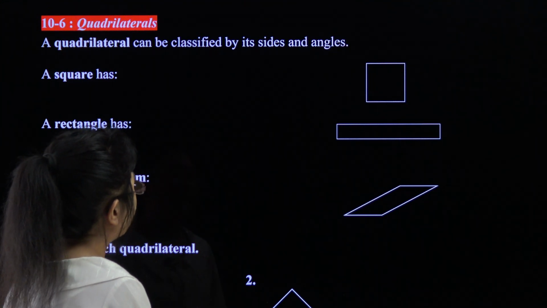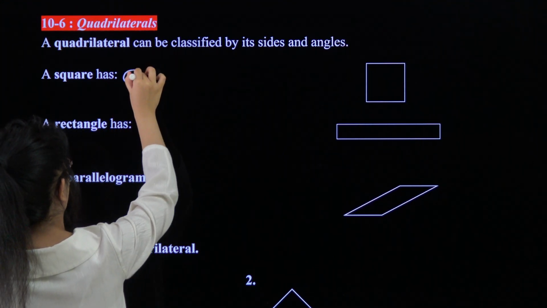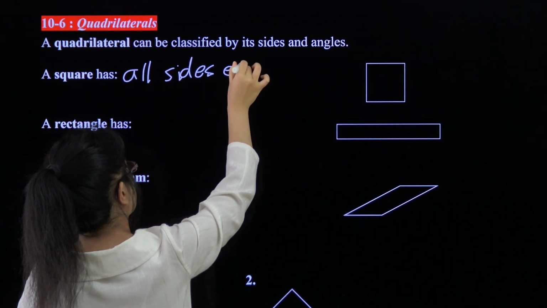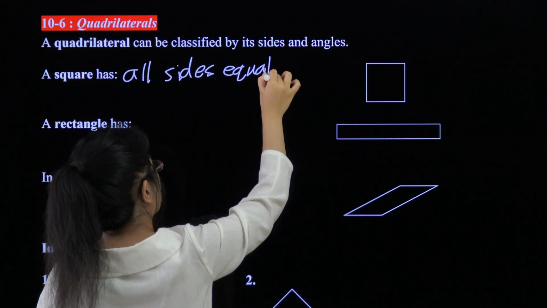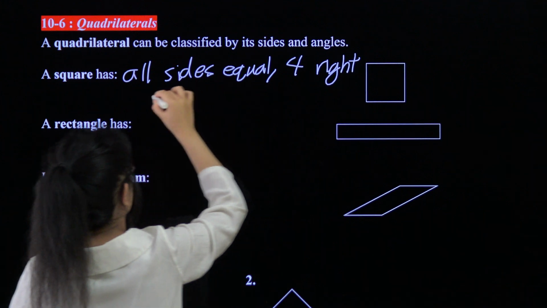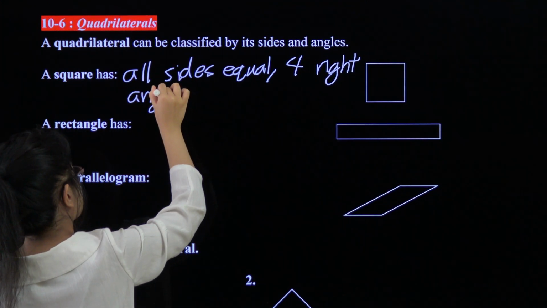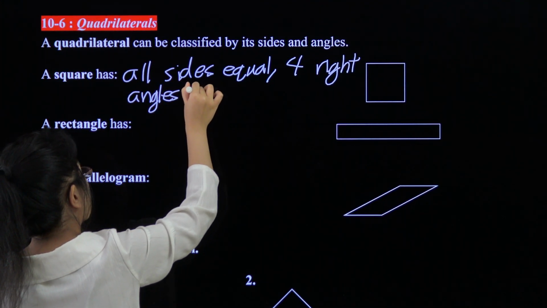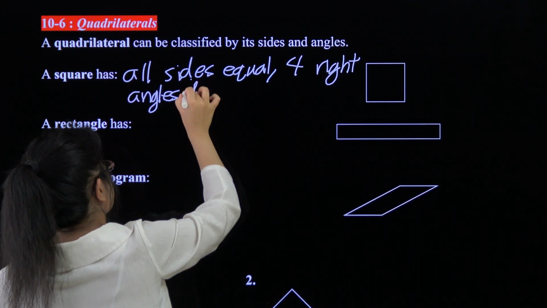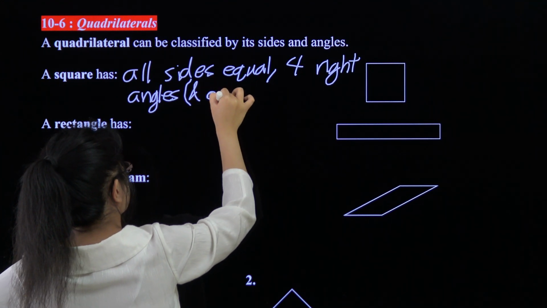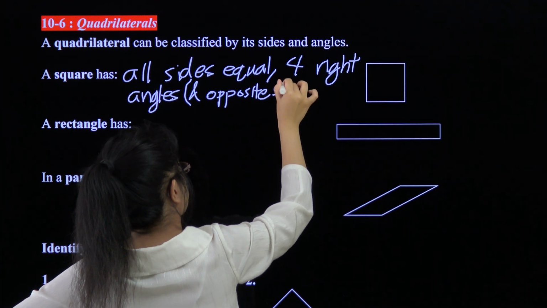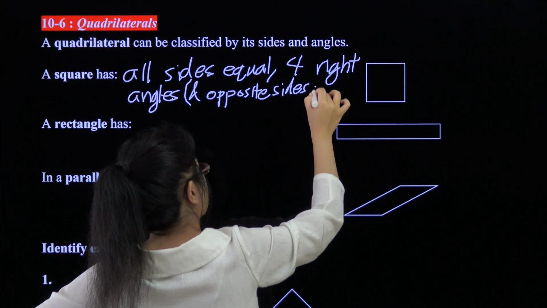A square has all sides equal, four right angles, and if you were in a higher grade, you would also be told opposite sides parallel.